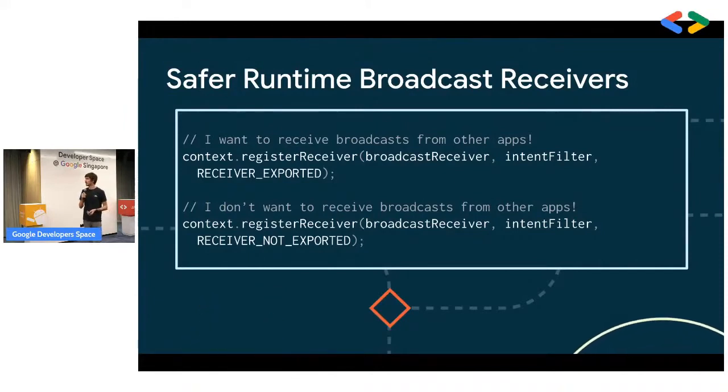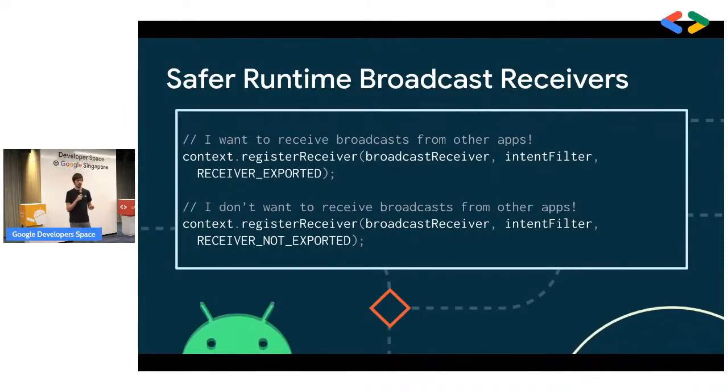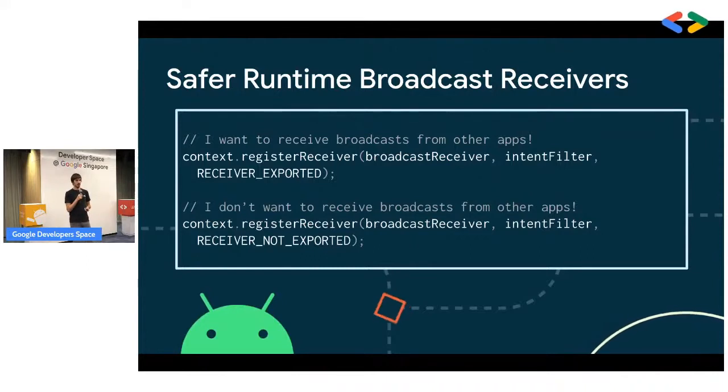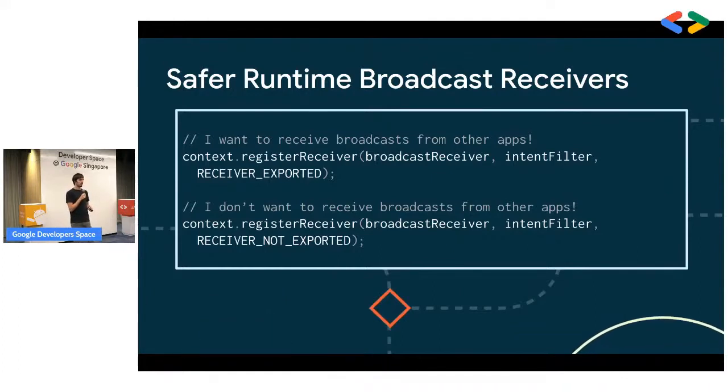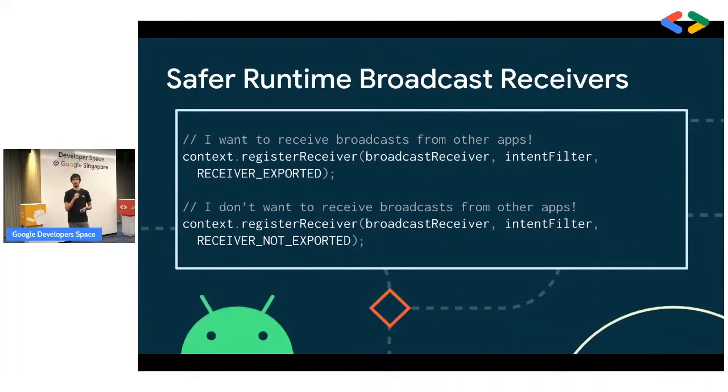Similar to what I was saying, on Android 12 you're forced to declare if a broadcast receiver can be exported, which means it's visible to applications other than yours. But you could not do that for runtime broadcast receivers. So now you have an API for that.